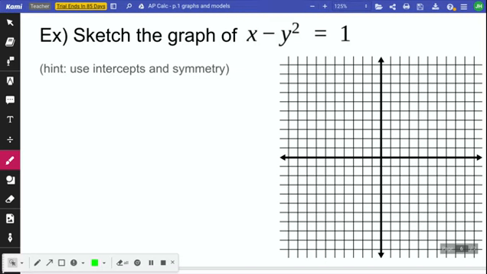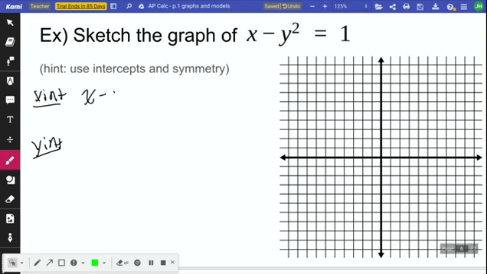I did put a hint on here for us. There's a lot of different ways to graph this. We could use the points, we could use our calculator. This one would be a little bit harder to use transformations, but you could use transformations. It's just you wouldn't be using a y equals, you'd be using x equals. What I want to do is use intercepts and symmetry because I think it'll help us a lot. So if we do our x-intercept to start, and then we'll do our y-intercept, and then we'll figure out our symmetry. So x-intercept means I'm going to let y equal 0.